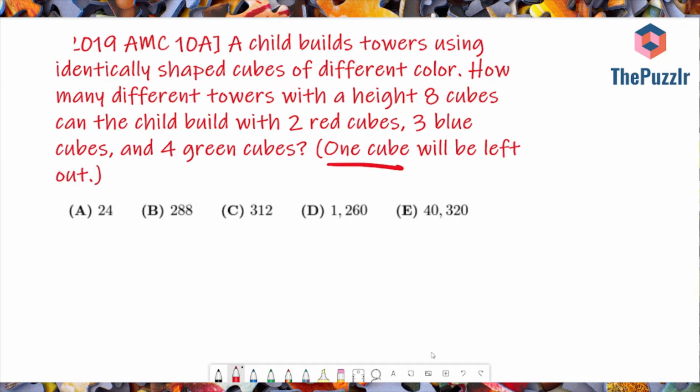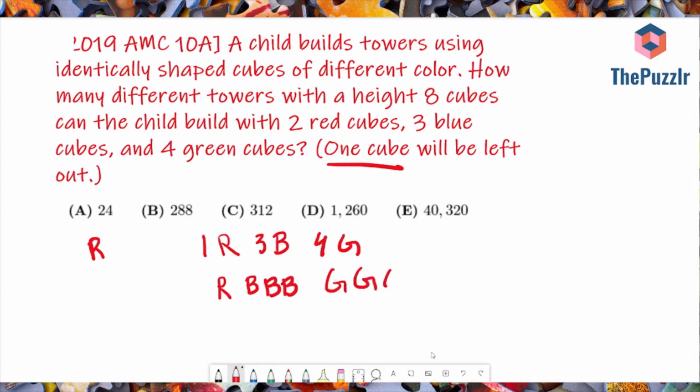Okay, so first we have to pick what cube we are going to leave out. There are 3 different cases. We could leave out a red cube, a blue cube, or one of the 4 green cubes. So let's say we leave out a red cube. Then we have 1 red cube, 3 blue cubes, and 4 green cubes. And we need to find the number of ways to arrange this. This is R, B, B, B, G, G, G, G, right? And we're just asked to find the number of ways to arrange this.